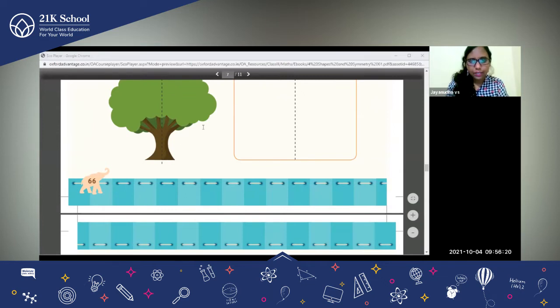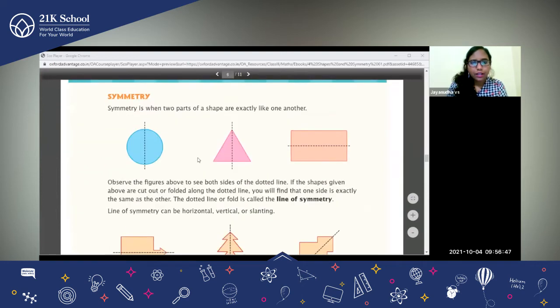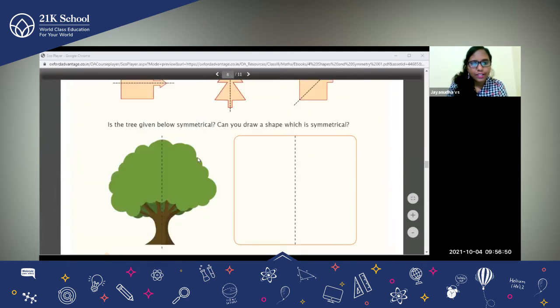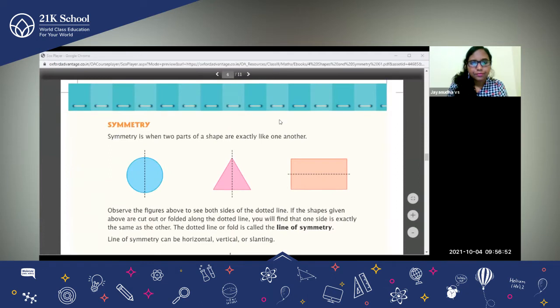Tanishka, have you understood the concept of symmetry now after the explanation? No. Okay, don't worry. We'll see some examples and we'll get to know, right? So look at this, children, in page 66.